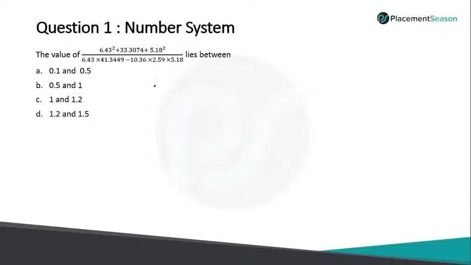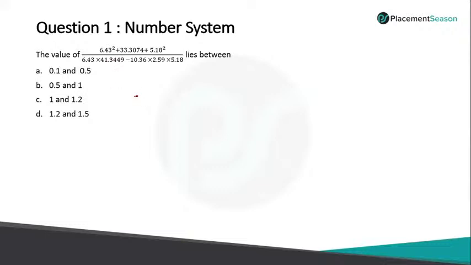By looking at this very big expression itself, it is clearly understood that we can replace the numbers with variables. If I replace 6.43 with a and 5.18 with b, it's a square and b square. The 33.3074 is nothing but the product of these two. And 6.43 again is a, and 41.3449 is nothing but the square of 6.43.